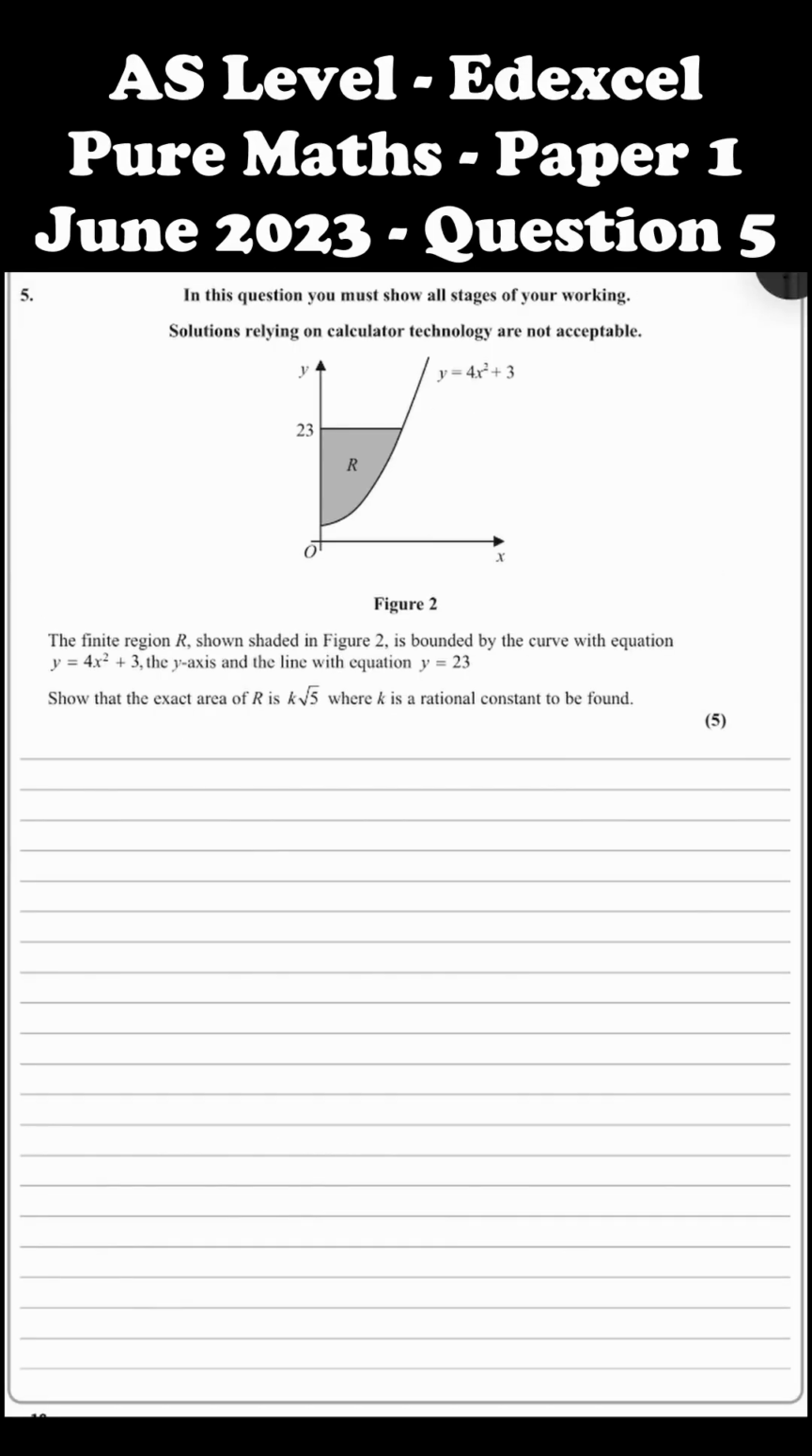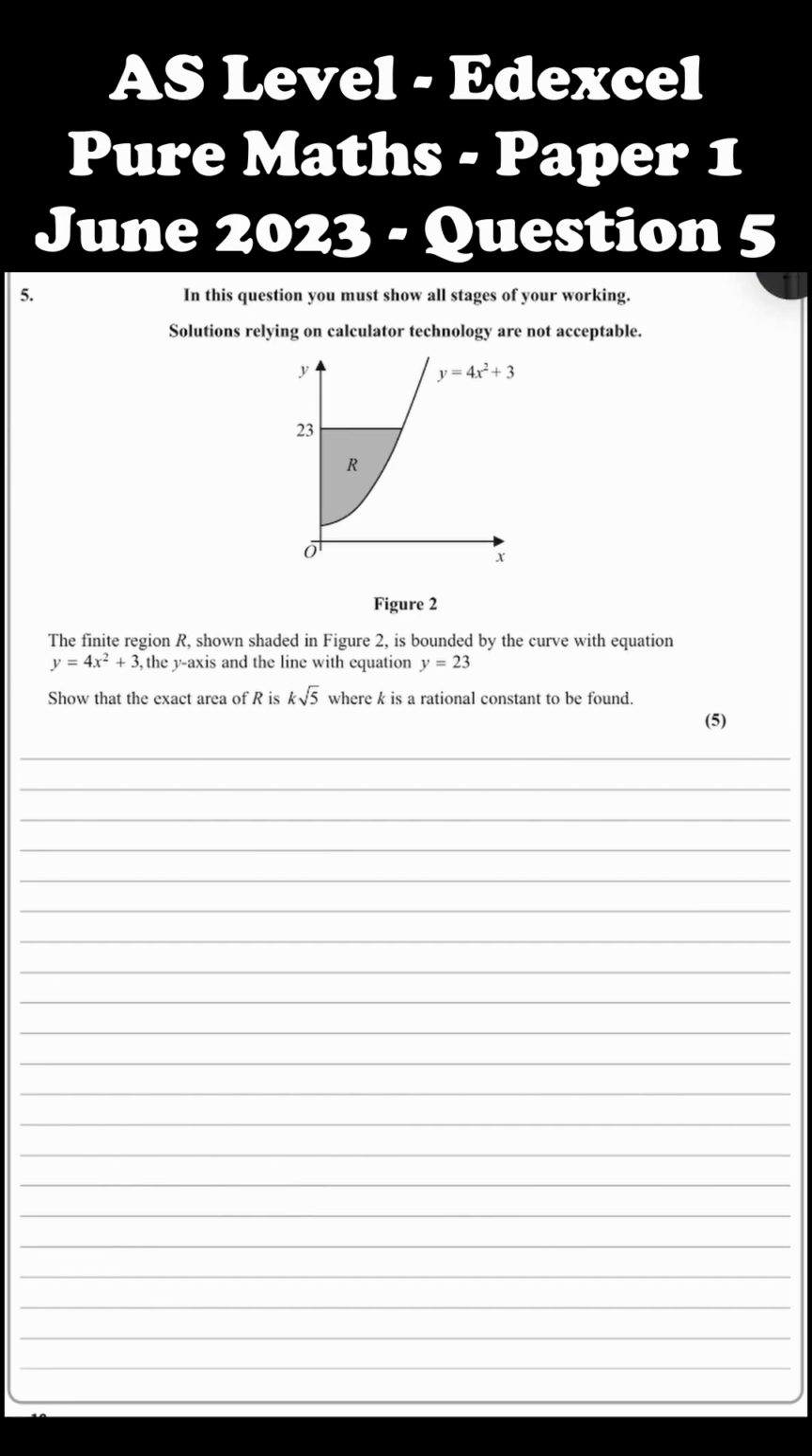So question number 5. The finite region R, shown shaded in figure 2, is bounded by the curve with equation y equals 4x squared plus 3, the y-axis, and the line with equation y equals 23. Show that the exact area of R is k root 5, where k is a rational constant to be found.